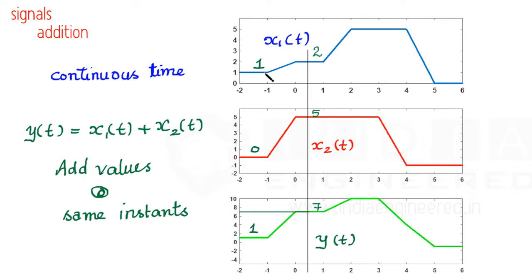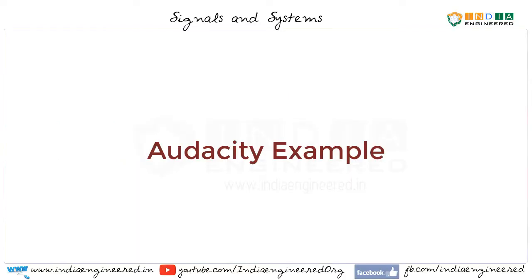So we have to add the signals at all instants of time. Normally we don't have to manually sum up these signals, but it's good to know that when adding two continuous time signals, we have to add the values of the signals at each instant of time.